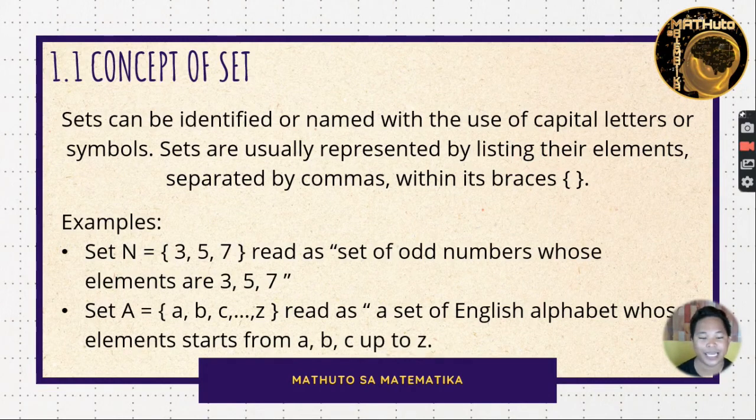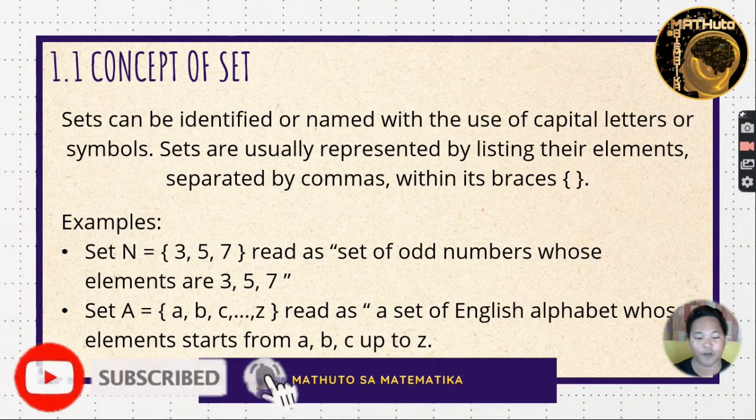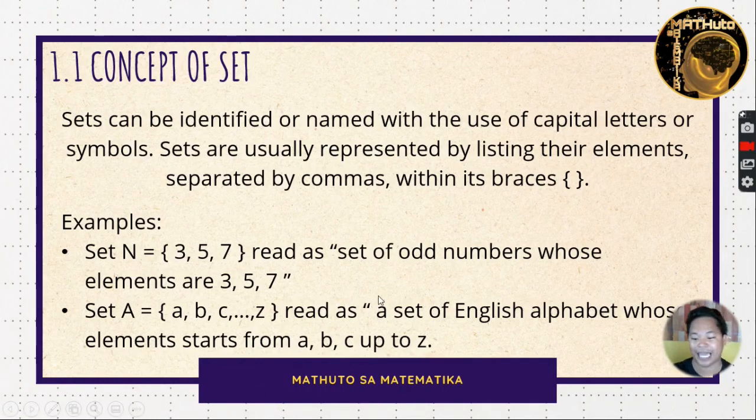So, mayroon po tayong example. Set N contains the elements 3, 5, 7. So, if we're going to read it, it is the set of odd numbers whose elements are 3, 5, 7. This is an example of a finite set since we can count all the elements that belong to this set po. We have also set A. Set A contains the elements A, B, C up to Z. So this is the set of English alphabet whose letters start from A, B, C up to Z. So, yan po yung mga examples ng ating set.